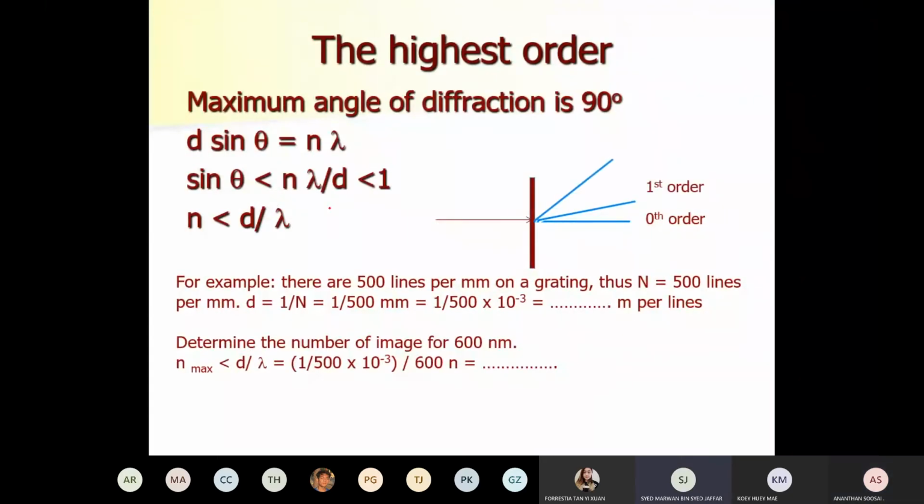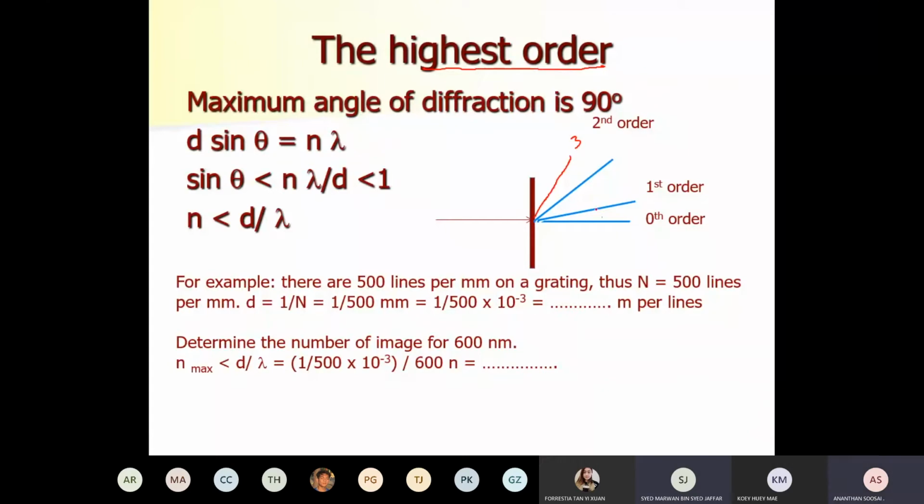Okay. So now you see, another problem now is the highest order. What is the highest order? You see, when you use the diffraction grating, you move the microscope around, first order, second order, and you might see the third order. The number of orders you're going to view, is it going to be limited or unlimited? Is it infinite or going to be limited?